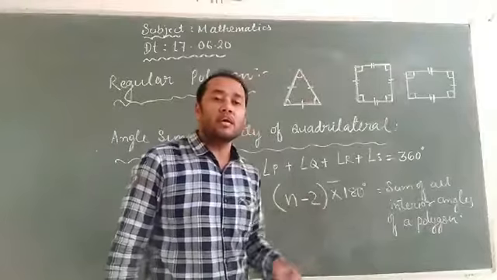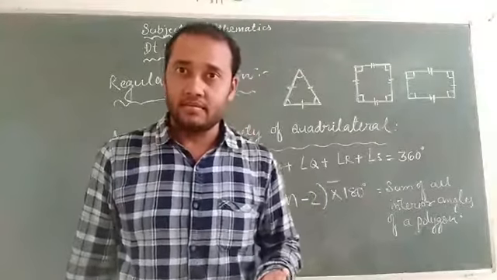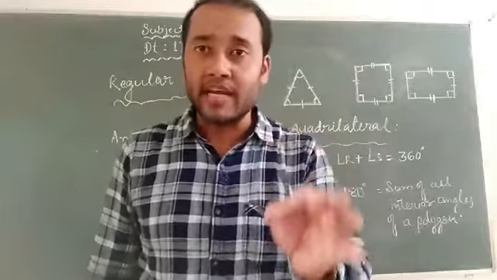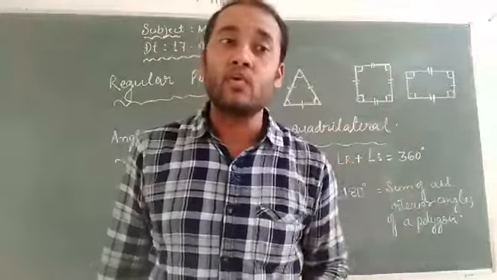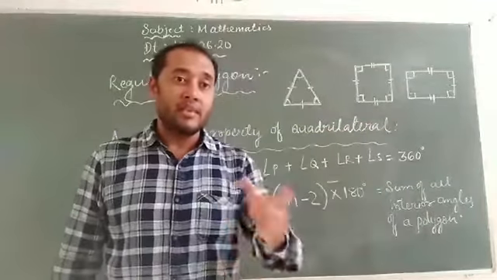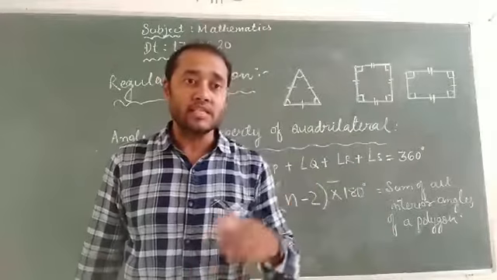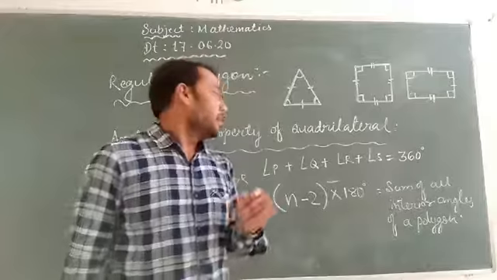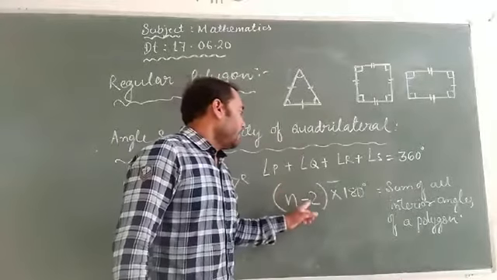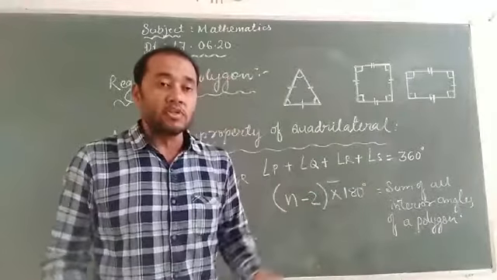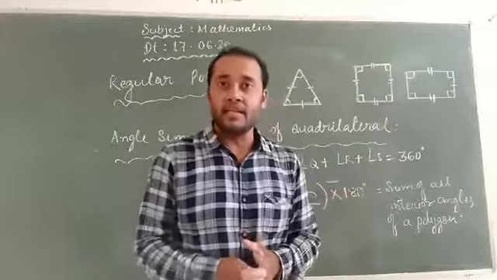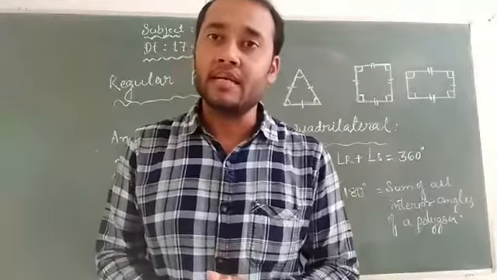n stands for the number of sides. I repeat, n stands for the number of sides present in that particular polygon you are thinking about, or whose sum of all interior angles you want to find out, right? 2 is a constant, right? And 180 degrees, that again we have taken as a constant.